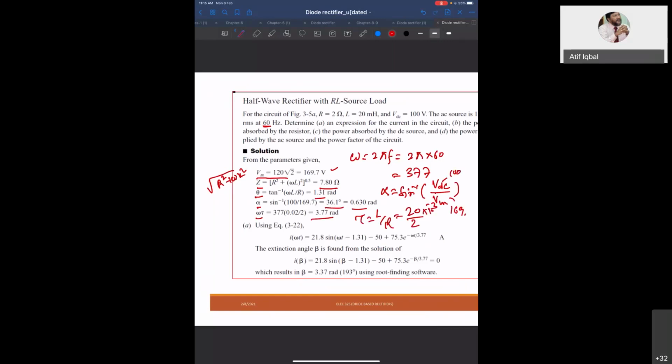And then you get the expression for the current. And you have to get the value of A also. So this is the value of A, and the expression for A was also given.